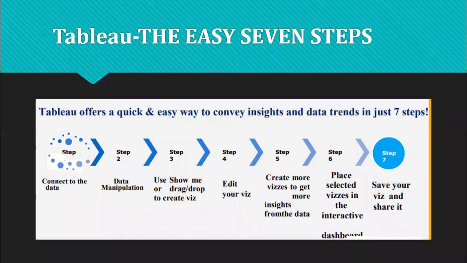Step 6 is place selected visualization in the interactive dashboard. जो भी आपने विजुअलाइजेशन सिलेक्ट किए हैं, सपोज आपने बोला है कि ये 2 कॉलम्स के लिए बार चार्ट चाहिए, किसी और डेटा के लिए कॉलम चार्ट चाहिए, किसी के लिए हिस्टोग्राम चाहिए. तो आपने हर डेटा के लिए कुछ अलग अलग सेलेक्ट करके रखा है and it will combine all the things in one place which is called as the dashboard.